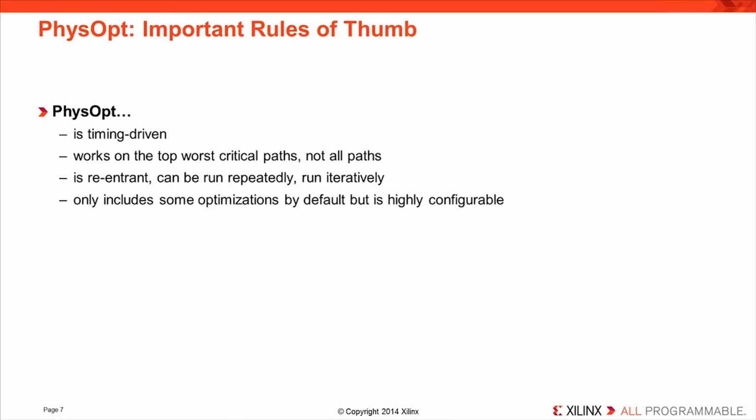PhysOpt is timing driven, therefore it works on critical paths that violate timing constraints. PhysOpt does nothing if there are no timing violations. PhysOpt does not always work on all the timing violations in the design, only the most critical. Use directives such as Explore to perform more aggressive optimization. PhysOpt is reentrant like other implementation commands, meaning that you can run PhysOpt repeatedly on a design to try to improve timing iteratively. PhysOpt performs only some optimizations by default, and you can control which optimizations to run using command options.